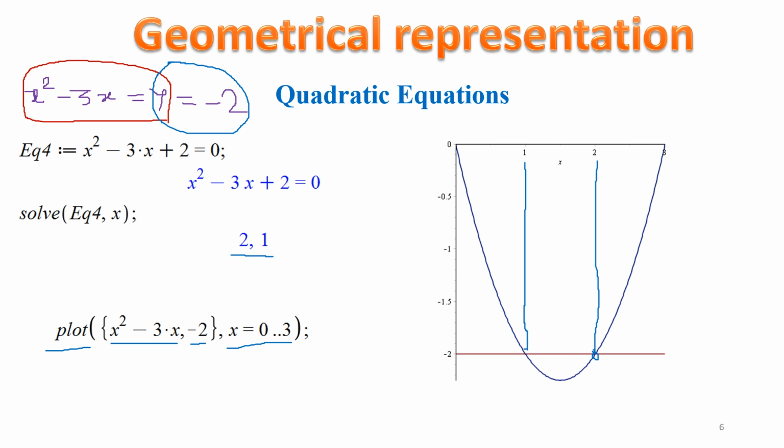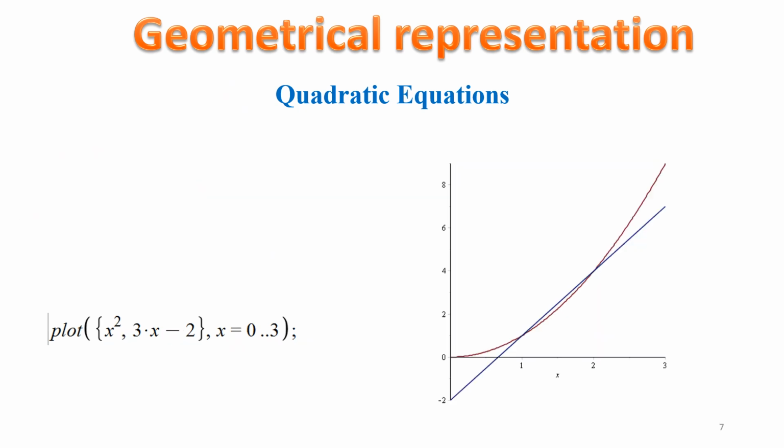So the two entities, one is a parabola, another is a line. They intersect at two points, and those are the roots. Similarly, you can rearrange the same equation in a way that we have one quantity x square, another quantity 3x minus 2, and then plot that. You will be able to see two curves again intersecting at two points.